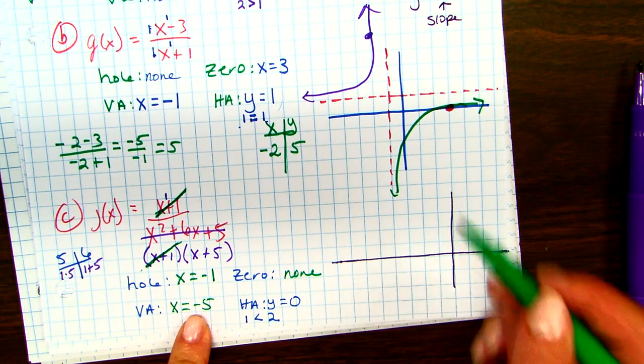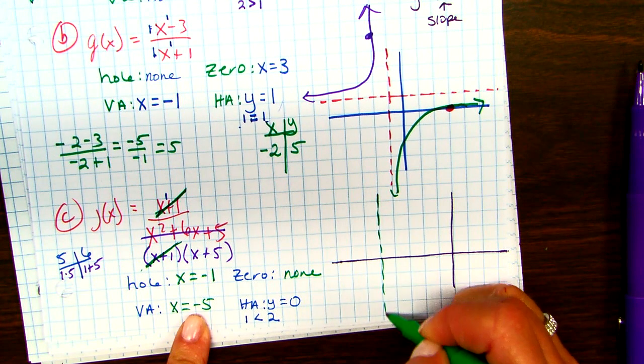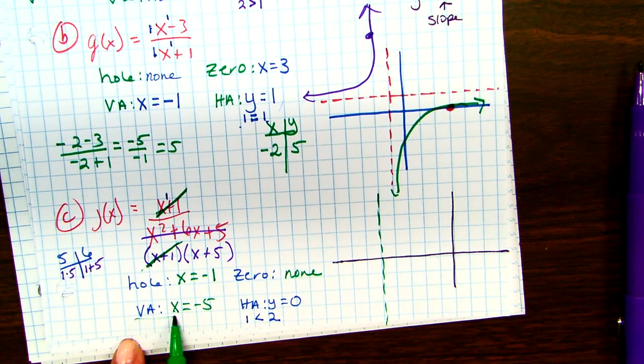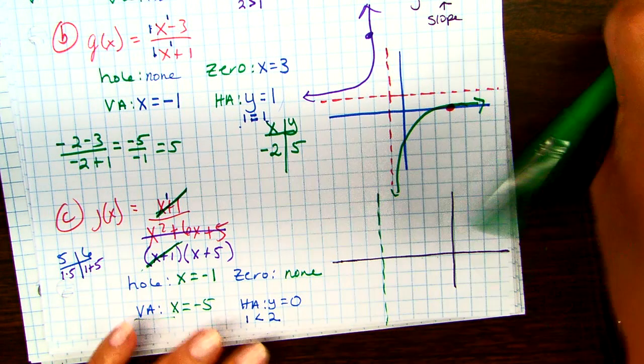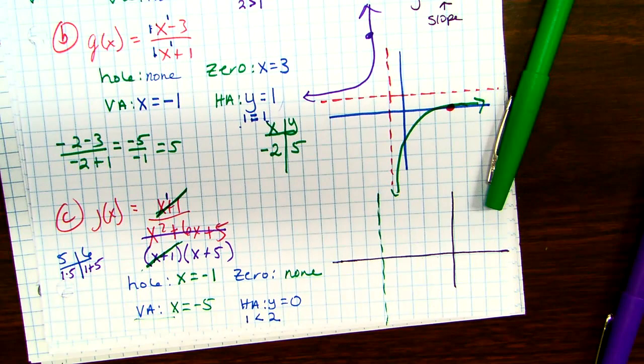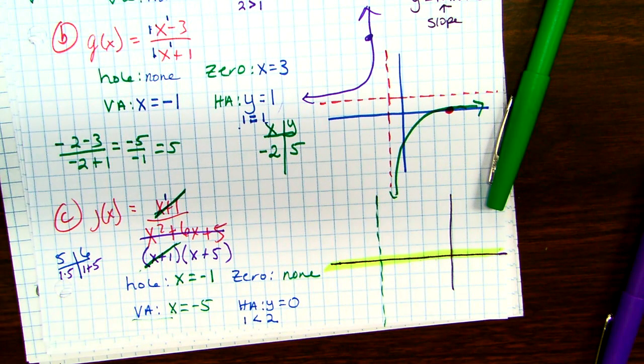We have a vertical asymptote at -5. We have no x-intercepts. That means our graph isn't going to touch the x-axis. That's okay, no big deal. And we have a horizontal asymptote at y equals 0. So the horizontal line goes like this, and I just highlighted it so you could see it. All right, so we really have nothing left except a hole.